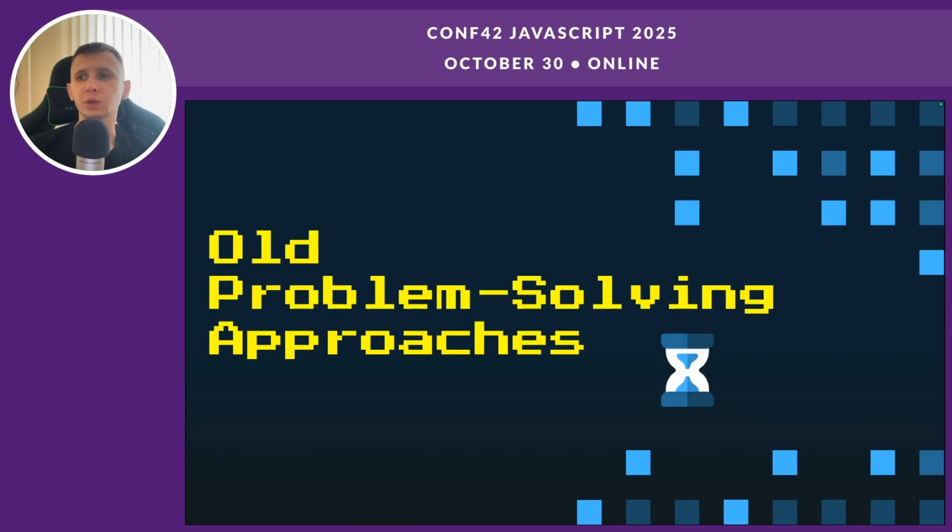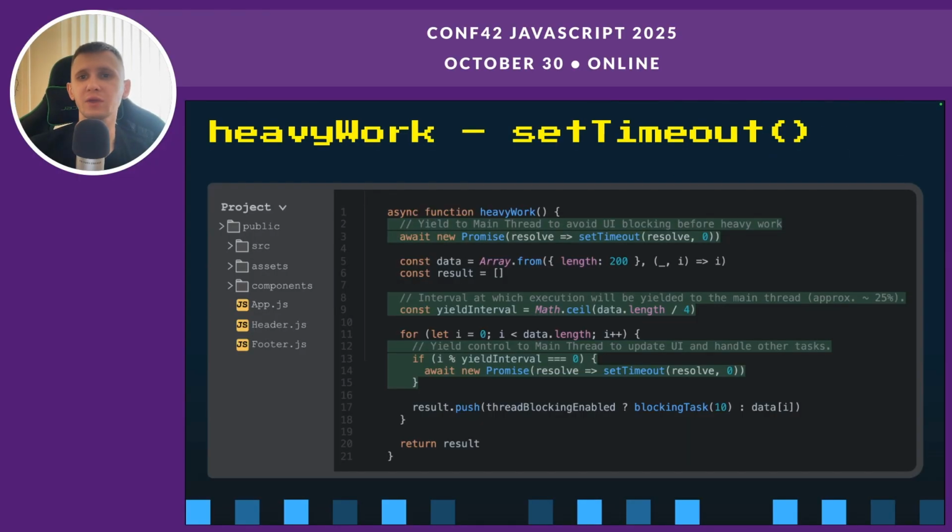Old problem-solving approaches. Before scheduler.yield came along, the most common trick for dealing with a long blocking task was to use setTimeout. By calling it with a 0 delay, you add its callback task to the end of the task queue, allowing other tasks to run first. In other words, you tell the browser, run this bit of code later, after you have handled everything else. That's how we can give the main thread a short breather between chunks of heavy work.